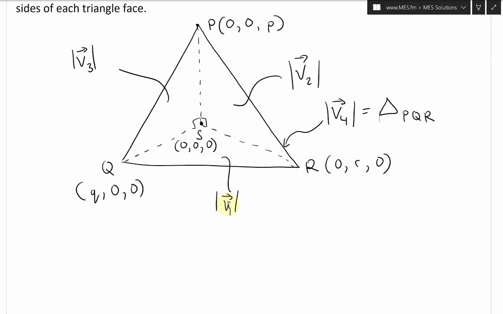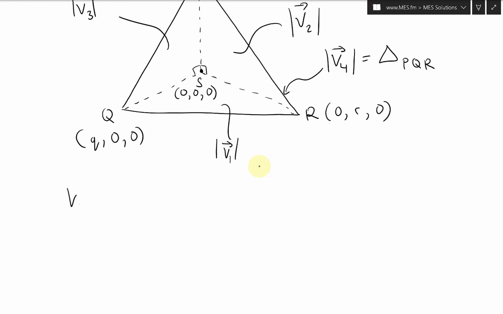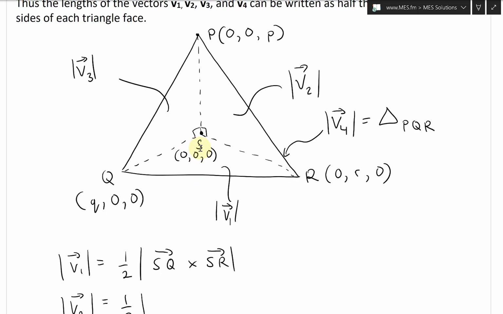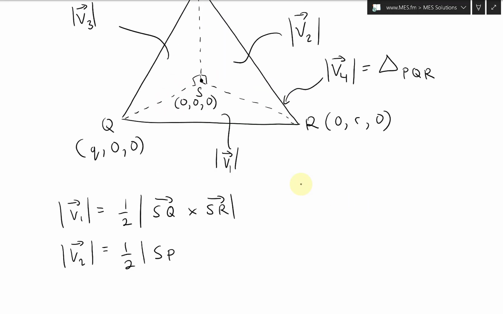So let's look at V1. V1 we could write as the cross product of SQ and then SR, or half of that cross product. Let's write the formulas for all of them first, then we'll calculate each one. So V1 is equal to 1/2 the length of the cross product SQ vector cross SR vector, like that. And then V2 is going to be 1/2 the cross product of SP and then SR, SP cross SR, like that.